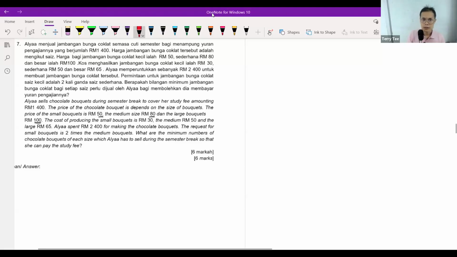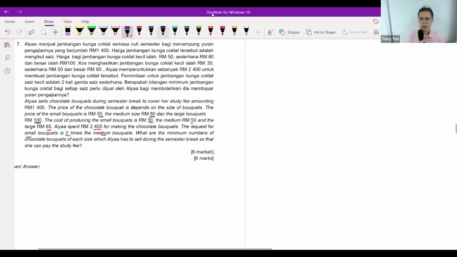50, and for the large one 65. She spent 2,400. This 2,400 is the cost, right? The cost of making the chocolate bouquets. The request for the small one is 2 times the medium one. So we're supposed to write down 3 equations, and then solve them simultaneously so that we can find the minimum number of chocolate bouquets of each size that she has to sell, right?